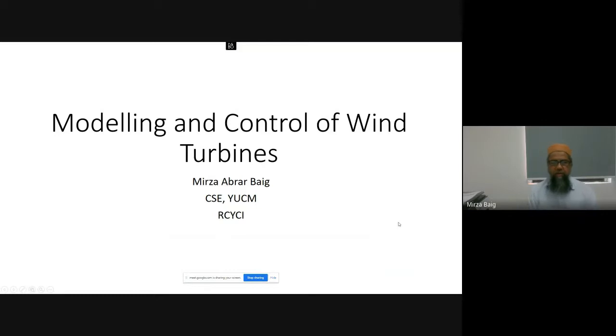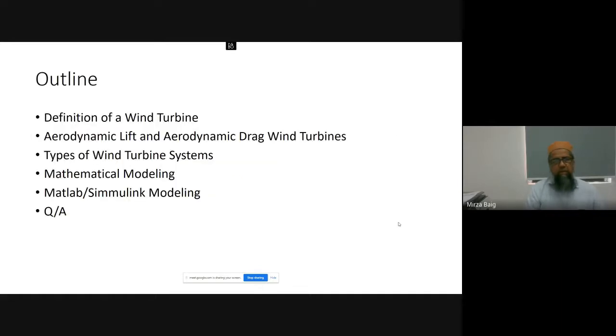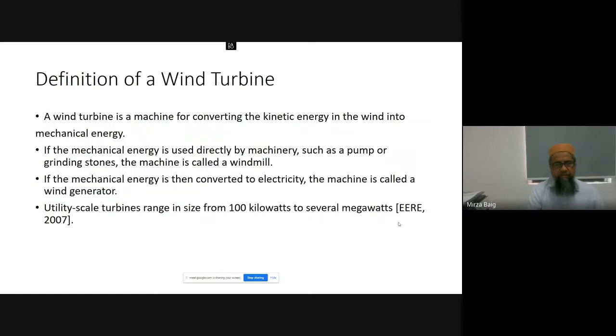I'll give you just a brief introduction about the wind turbine, and then we'll jump into the implementation of a horizontal wind turbine system of 5 kilowatts. We'll do the definition and then see the aerodynamic lift and aerodynamic drag wind turbines, types of wind turbines, mathematical modeling, and Matlab modeling of the simulation.